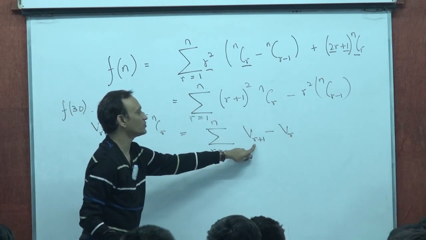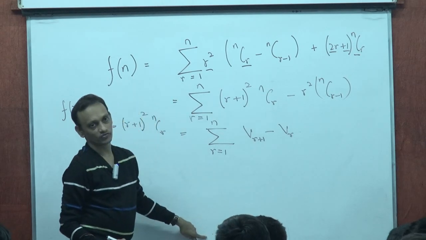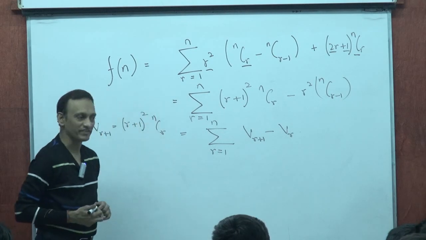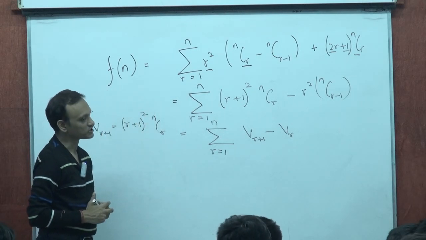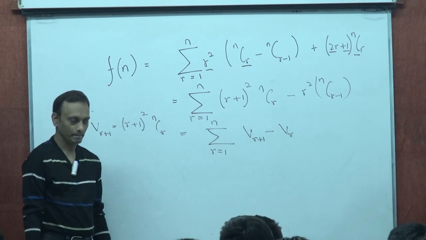So we will have V2 minus V1 plus V3 minus V2, and so on and so forth. With telescopic cancellation of terms, you will get F_n exclusively as a function of n, and then put n equal to 30. Simple?